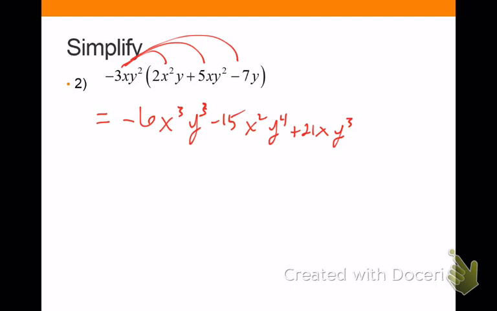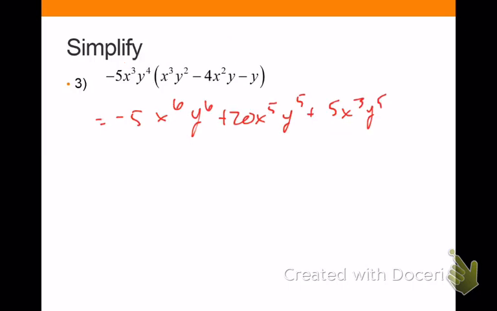Okay? Again, we would look for like terms, but there aren't any. And we are in standard form, so we're done. Okay? All right. Try this guy. Try number 3. See what you come up with. So stop the video, try to multiply it out, and then start it back up and check your answers.